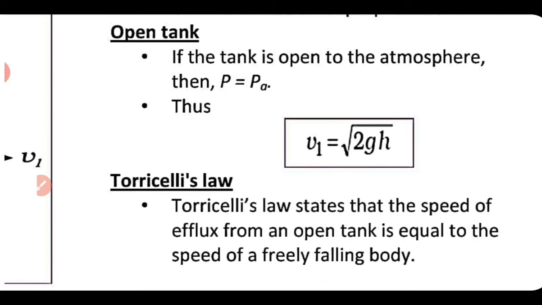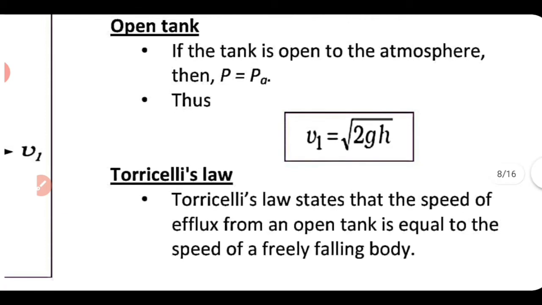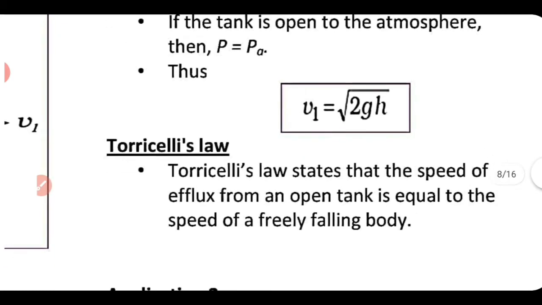So P minus PA becomes 0. So V1 is equal to root 2 GH, and this equation is called Torricelli's law. Torricelli's law states that the speed of efflux from an open tank is equal to the speed of a freely falling body. So root 2 GH is the speed with which a body falls freely, that means under the influence of gravity alone. So V1 equal to root 2 GH, that is called Torricelli's law.